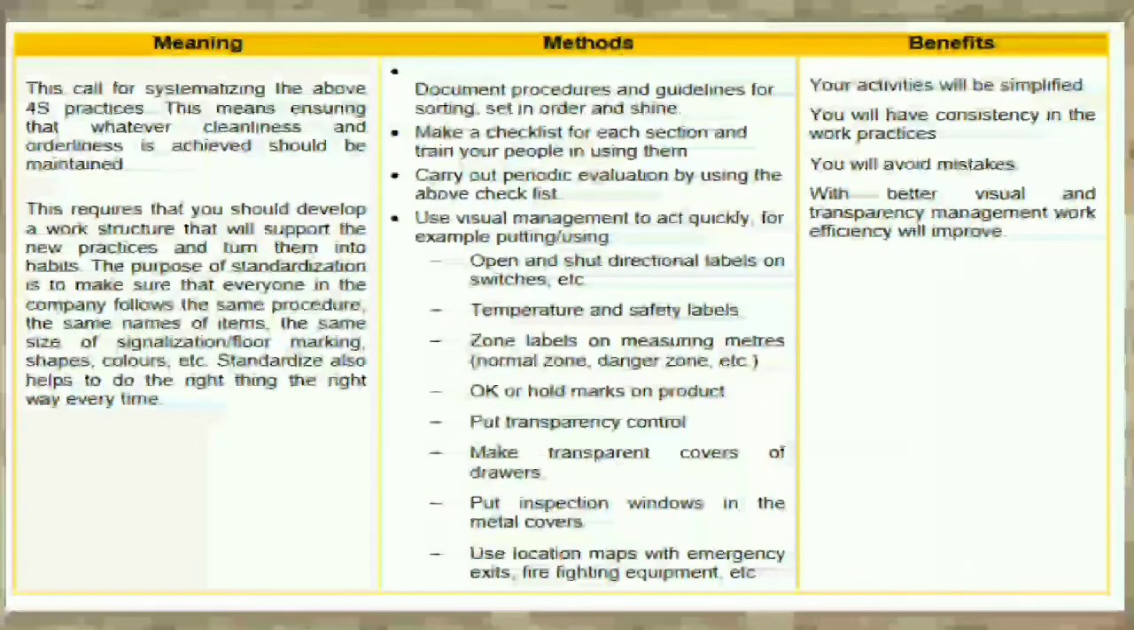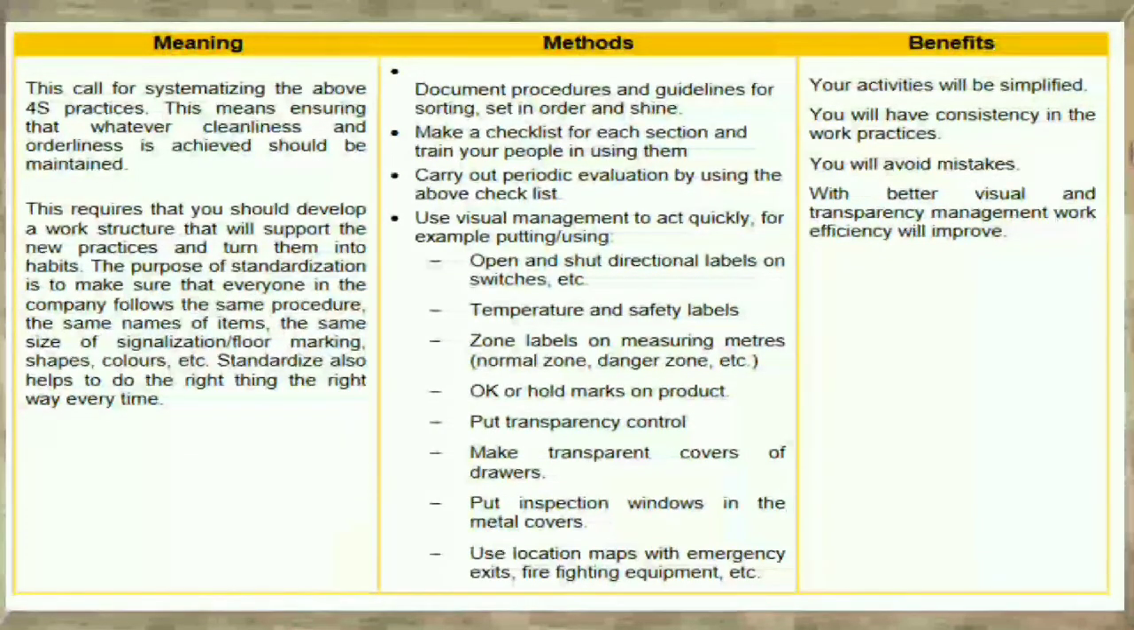So the methods: document procedures and guidelines for sorting, set in order, and shine. Make a checklist for each section and train your people in using them. Carry out periodic evaluation by using the above checklist. Use visual management to act quickly, for example, using open and shut directional labels on switches, etc. Temperature and safety labels, zone labels on measuring methods, normal zone, danger zone, and etc.